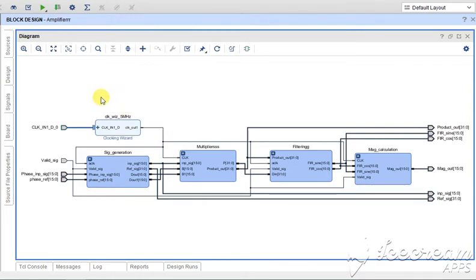You can see that there are some input ports and some output ports, and you can see that this is a hierarchical block. This block is labeled as the signal generation block. Now it includes two signals, that is the input signal and a reference signal. That input signal and reference signal are the input of the next hierarchy block, that is the multipliers.